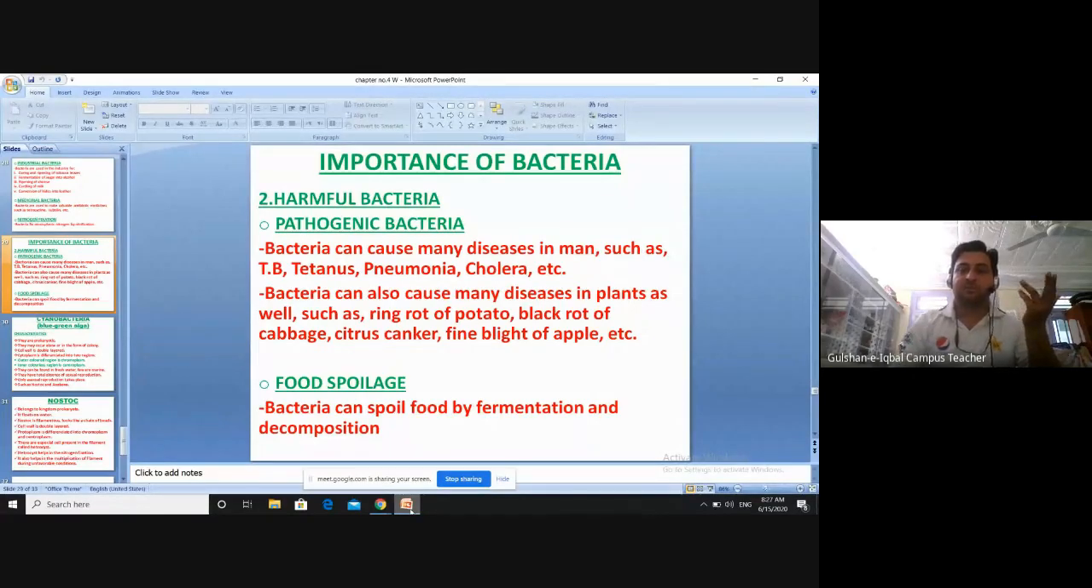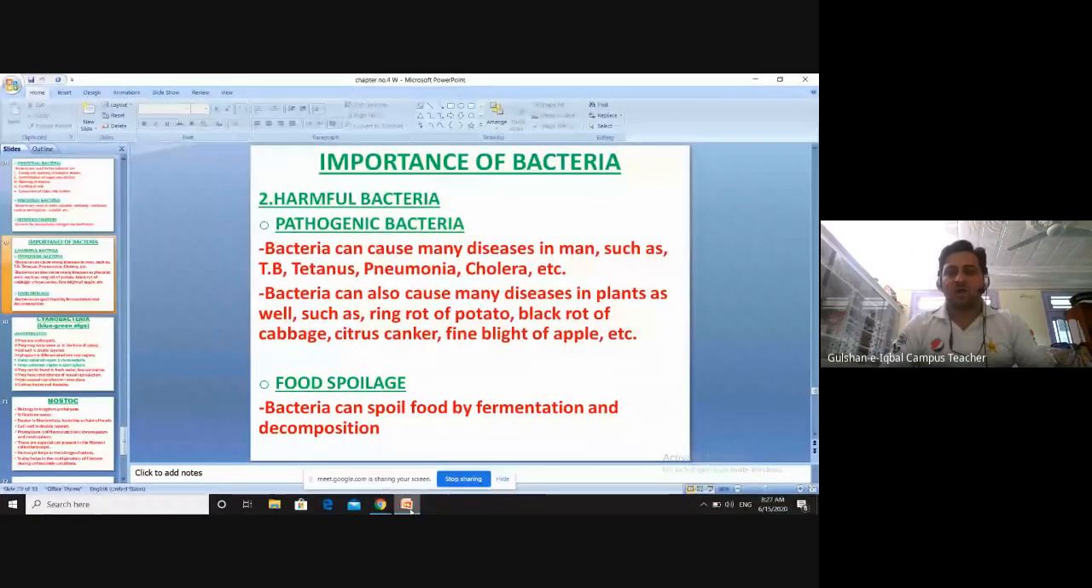Similarly, they can cause diseases in plants as well. Like for example, ring rot of potato, black rot of cabbage, citrus canker, okay, fire blight of apple, etc. There are different kinds of diseases you have seen in different fruits, that they are being converted into garbage, and they are being spoiled. So these are the diseases which occur in the plants as well. So these are the kinds of diseases which bacteria can produce.